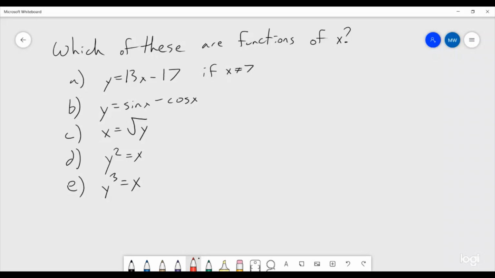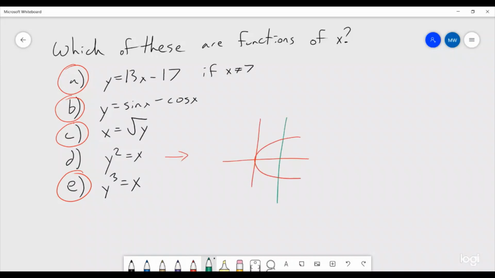It turns out that A, B, C, and E are all functions. All of those are going to be different functions. If we go through and graph them, none of them fail the vertical line test. The only one that fails is D, because that's this function which automatically fails that vertical line test. Alright, let's now move on to function composition.